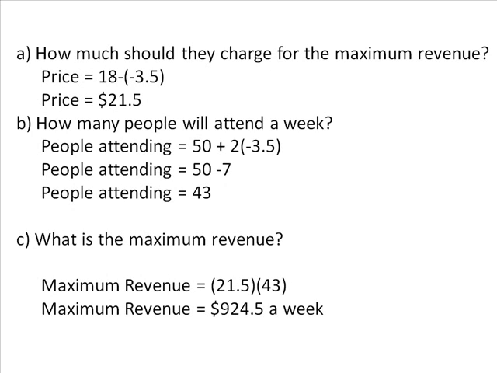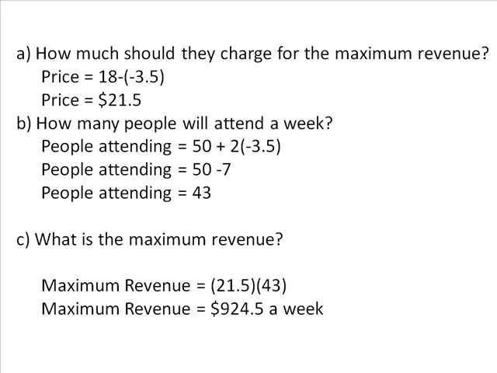The first part of the question asks, what should they charge to receive the maximum revenue? Now, to solve this, we go back to the factored form, which is 18 minus x times 50 plus 2x. For the first part, that was the price, 18 minus x. We replace x with negative 3.5 to solve for how much they charge, which is $21.50. Now to solve part b, how many people will attend a week, we take the second part of the factored form, 50 plus 2x. Substitute x as negative 3.5 to find out how many people attend. As you can see, 43 people attend with the given values.